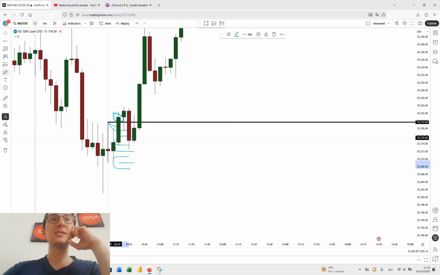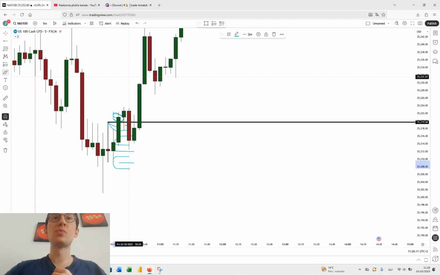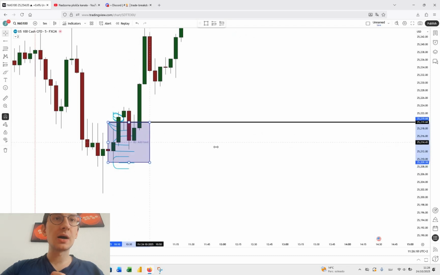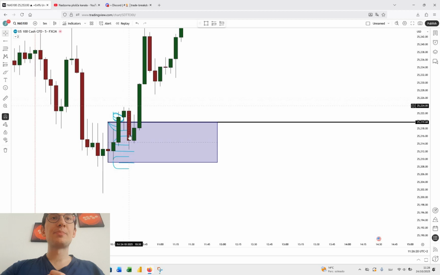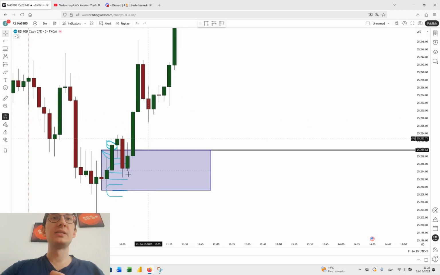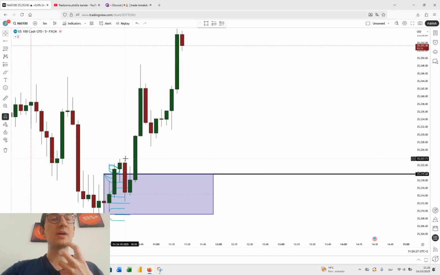So wouldn't it make sense that if there were so many buying orders here and we moved to the upside, the price would repeat those buying orders so that we can be 100% sure that we will go to the upside? So as you can see, the price reversed back down and then it went up.